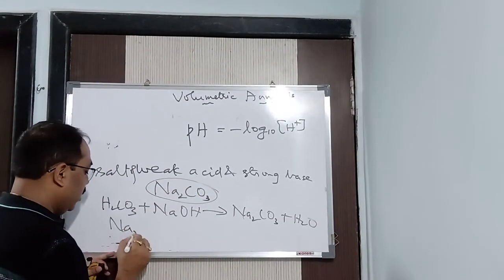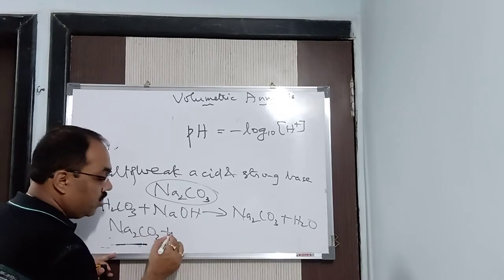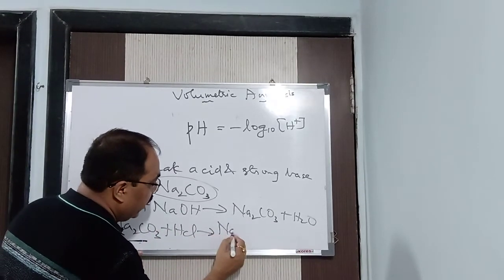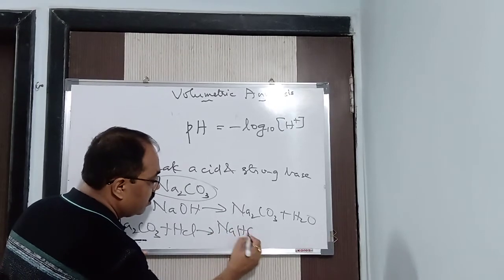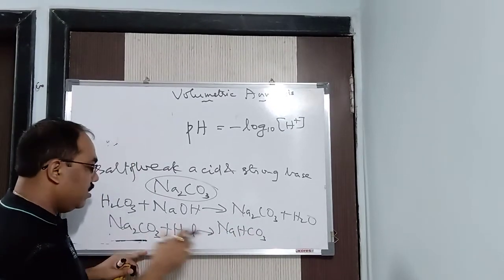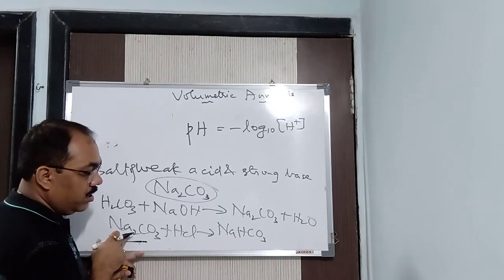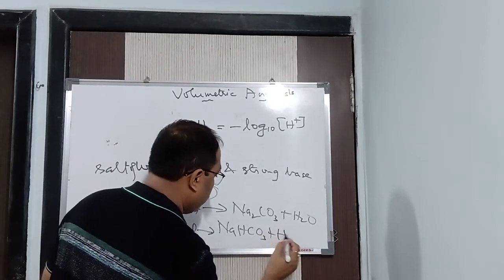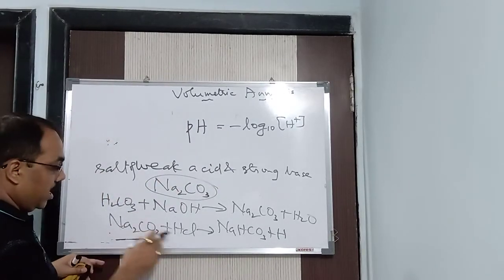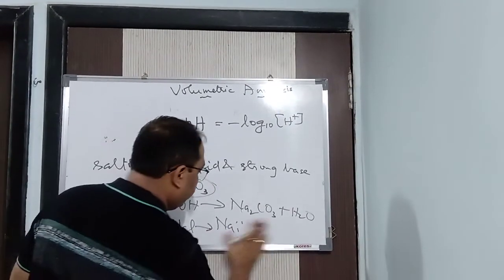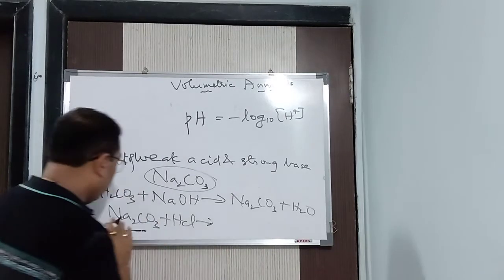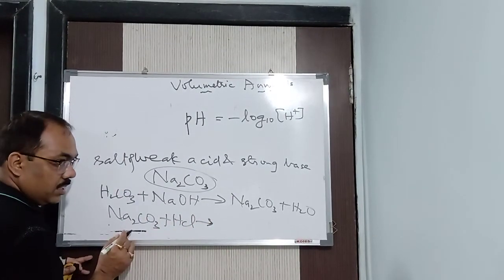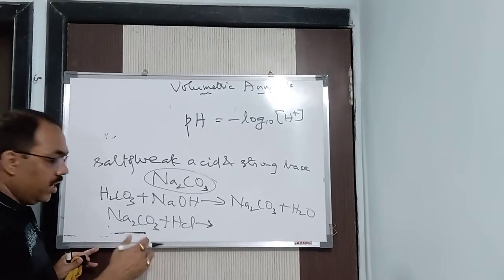Now Na2CO3 will react with, let us say, strong acid HCl. So you will get a two-step reaction. In the first step, one sodium is replaced by hydrogen. So you will get NaHCO3 plus NaCl. See here, Na2CO3 plus HCl. It will be a stepwise reaction.